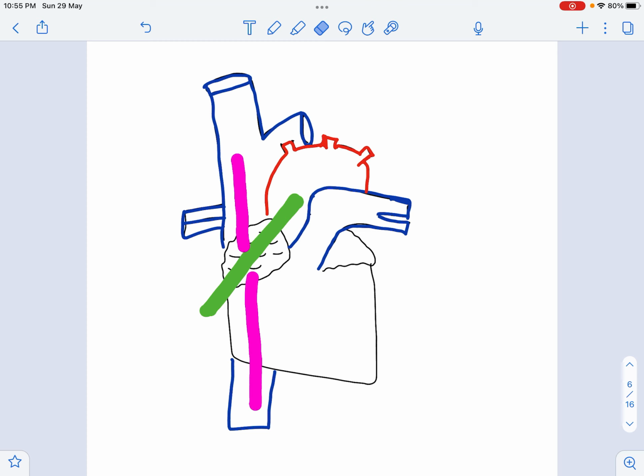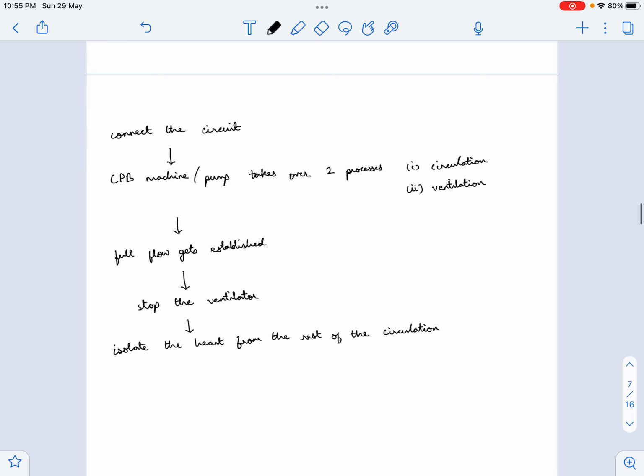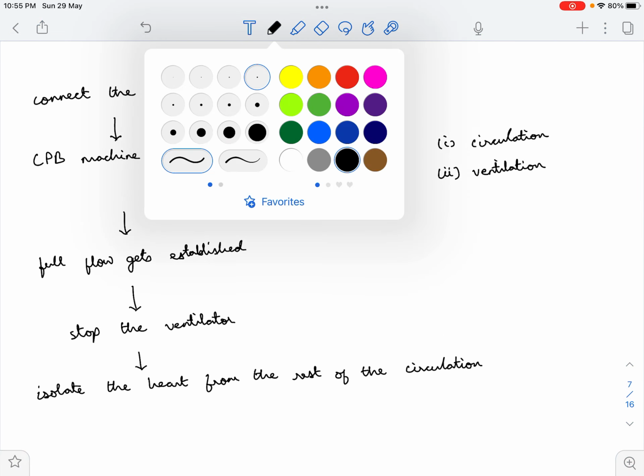So, this is the aortic cannula, this is the venous cannula. Both these cannulae are being connected to the circuit. So, now let us look at the circuit. So, you have connected the circuit.